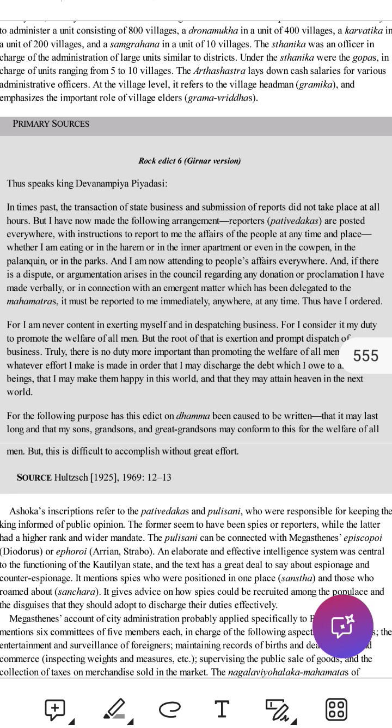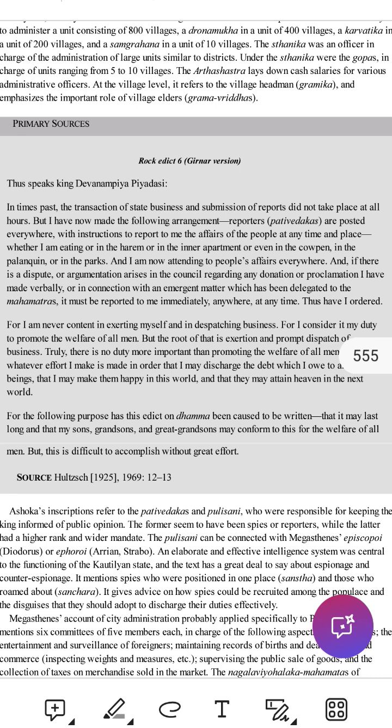3. What was the old system? In the past, before Ashoka, reports or important information didn't reach the king quickly. State business, like running the kingdom, was done only at certain times. This means people couldn't bring their problems or news to the king anytime they wanted.